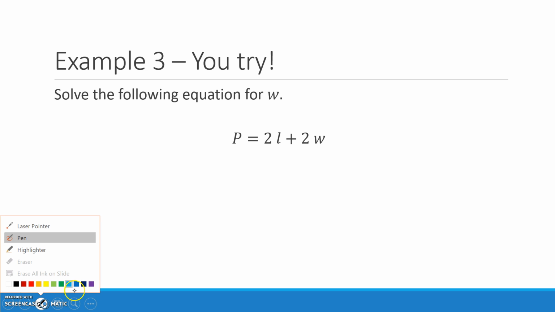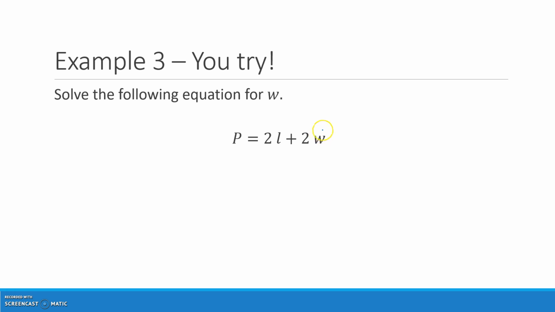Okay, so the first thing that we should do is put a box around the variable we're solving for. We're solving for w, so I want a box around w. So I've got a couple things happening. I've got 2 being multiplied by w, and I've got 2l being added to this. So I'm going to subtract 2l from both sides. Over here they cancel. And over here, these again are not the same variable, so I just write them next to each other. P minus 2L equals 2W, keeping that box around the W.